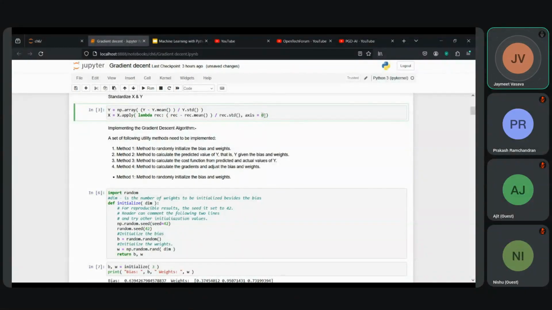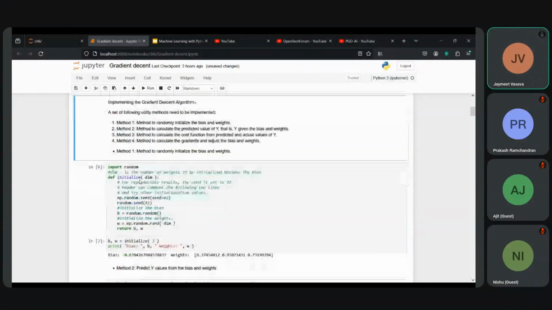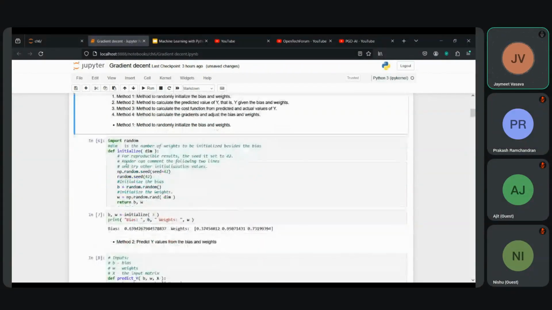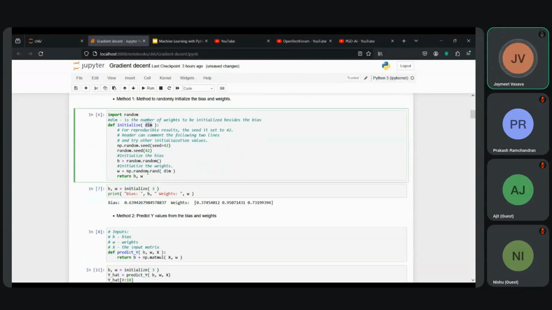X is 0 basically means that we are working with columns. Then implementing the gradient descent algorithm, where we discuss the 4 methods. Method 1, randomly initializing the values of bias and weights. We define the initialize method having a parameter of dim.